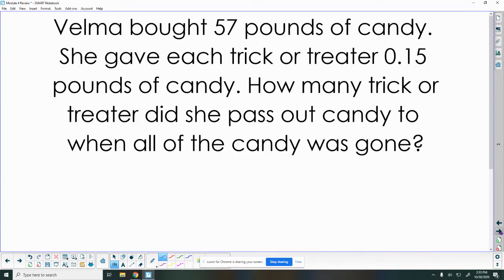Hey, Velma bought 57 pounds of candy. So this is what she has. She gave away, so she's giving each trick-or-treater 0.015, 15 hundredths of a pound.